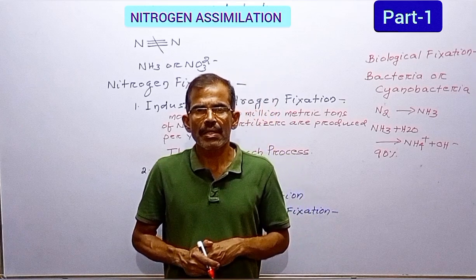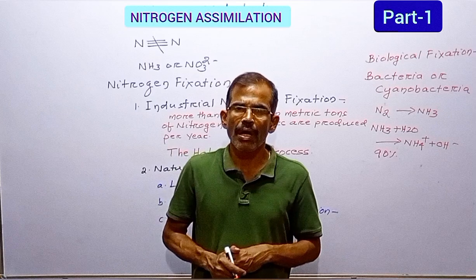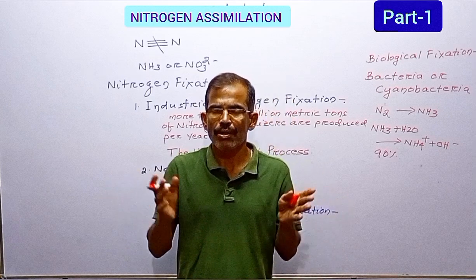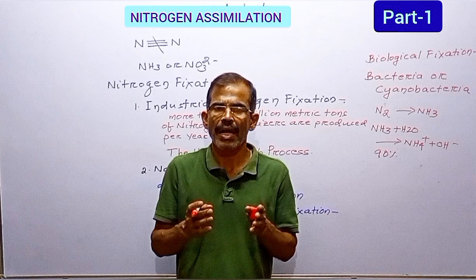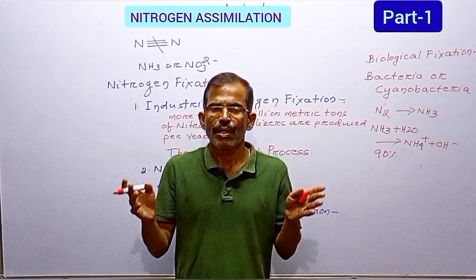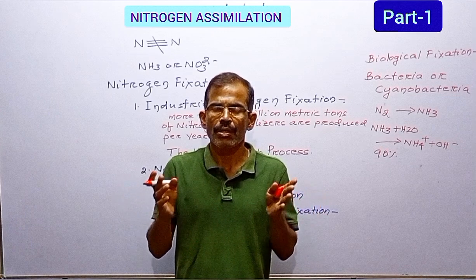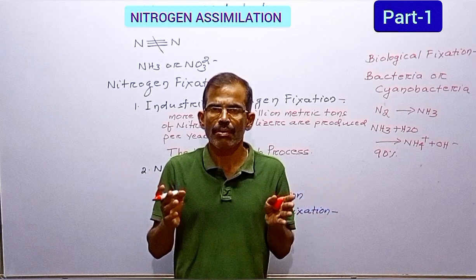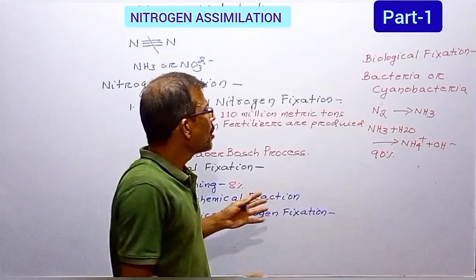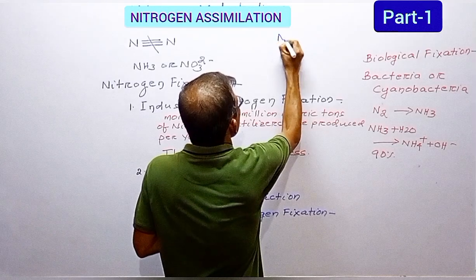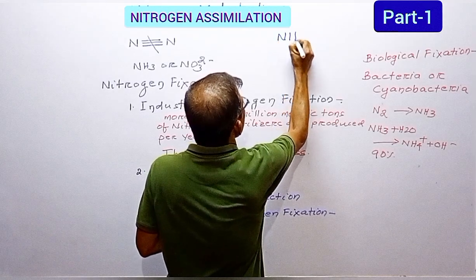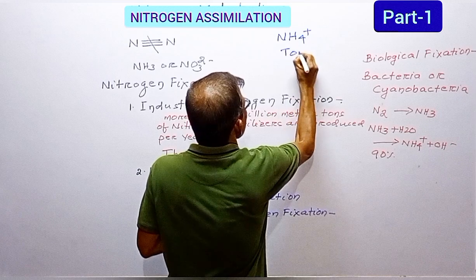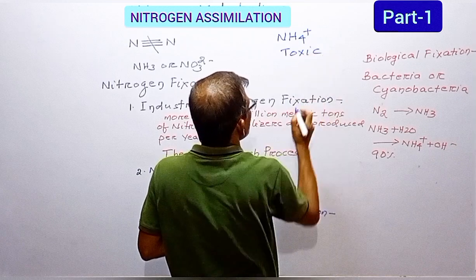After its fixation into ammonia or nitrate, nitrogen enters a biogeochemical cycle and passes through different organic or inorganic forms and eventually returns to molecular nitrogen. Ammonium, if accumulated to a high level in living tissue, is toxic to both plants and animals.